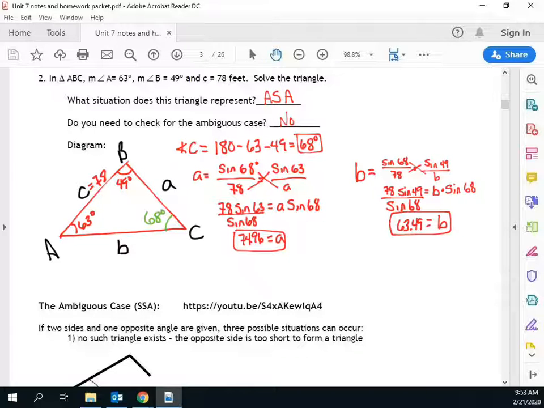Is the link at the bottom the same videos we just watched? Nope, this is a different link. This one's more straight to the deal of what it is. All right, so let's talk about ambiguous case.